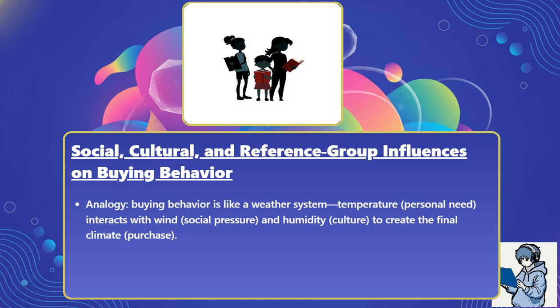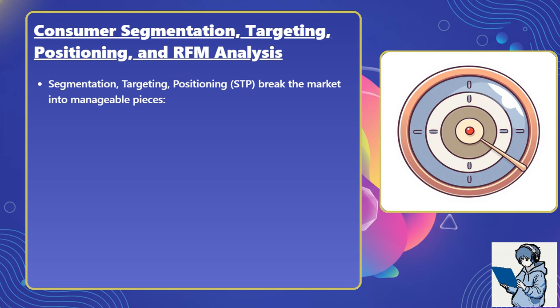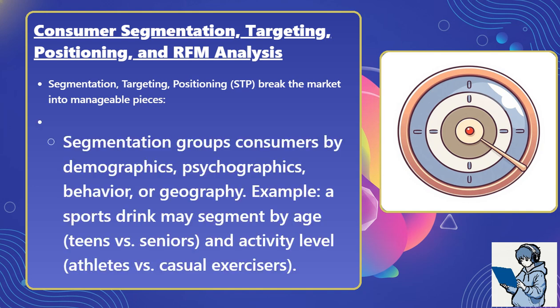Analogy: buying behavior is like a weather system. Temperature, personal need, interacts with wind, social pressure, and humidity, culture, to create the final climate, purchase. Segmentation, targeting, positioning, abbreviated STP, break the market into manageable pieces. Segmentation groups consumers by demographics, psychographics, behavior, or geography. Example: a sports drink may segment by age, teens versus seniors, and activity level, athletes versus casual exercisers.